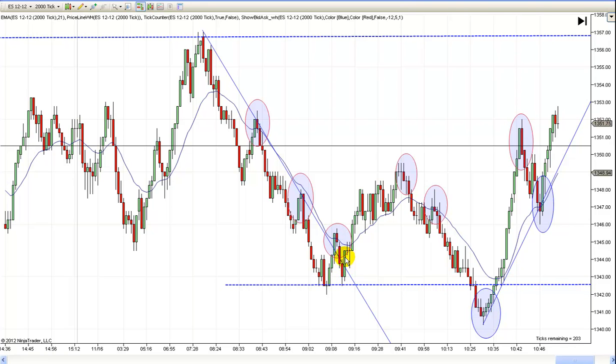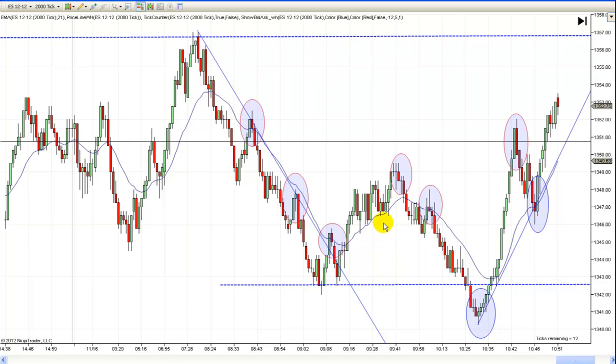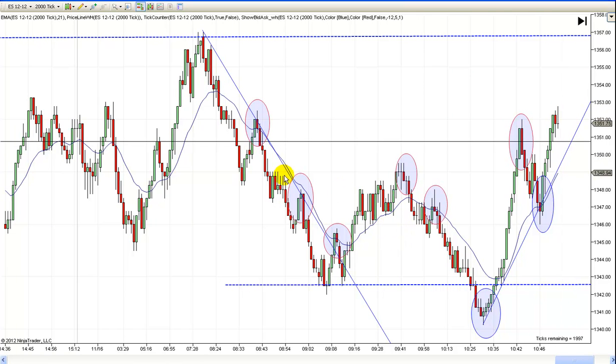We bounced out of there. It's really too early to be looking for a long here, but if you saw this little trap and took it, there was a long right there. It worked out easily. Then we went into all this mess, and this one was tricky because we had a failed second entry short, but the trend is down, and we really hadn't had a retest yet. So you've got to be careful.